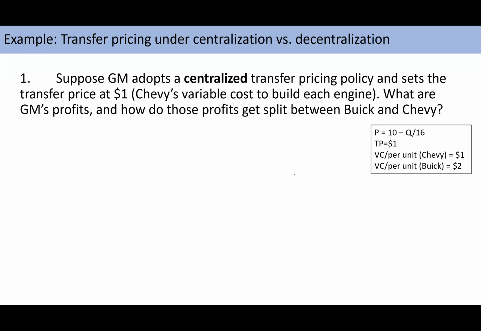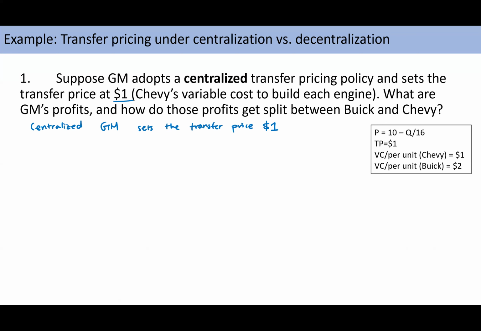Starting with the centralized situation. Suppose GM adopts a centralized transfer pricing policy and sets the transfer price at $1, which is equal to Chevy's variable cost to build each engine. What would be GM's profit, and how would those profits get split between Buick and Chevy? So here we are in a situation where we're in a centralized world, and GM sets the transfer price. And they decided to set it at $1.